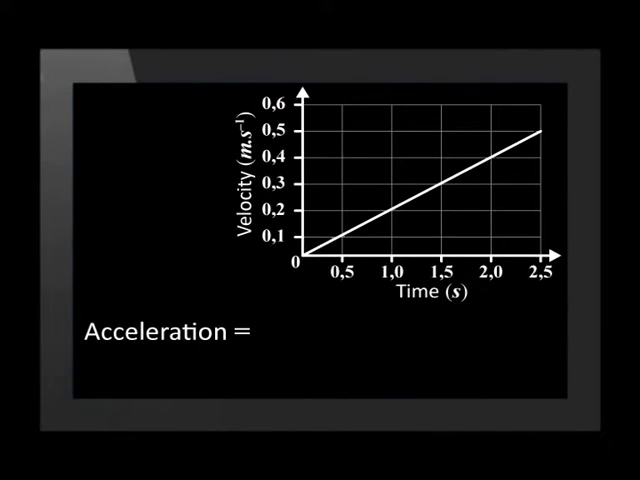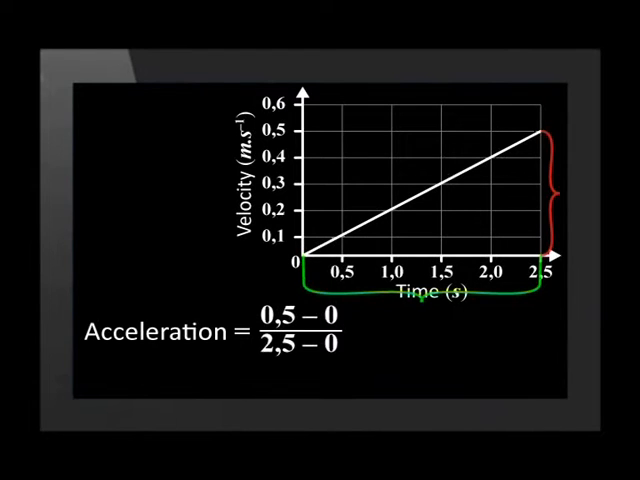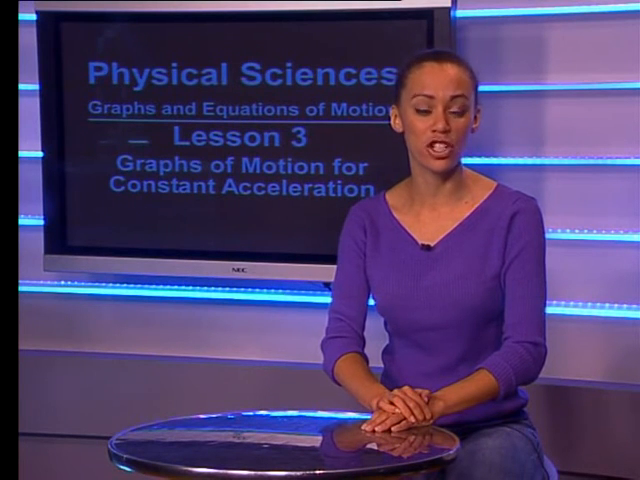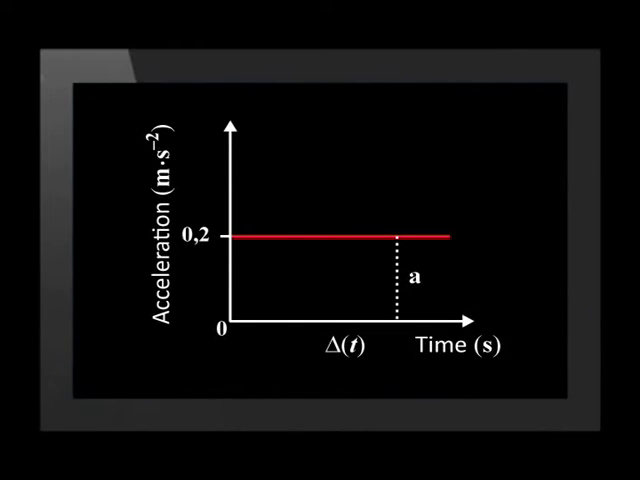Let's do this now. The total change in velocity is 0,5 meters per second, and the total change in time is 2,5 seconds. So, acceleration equals 0,5 divided by 2,5, which equals a constant acceleration of 0,2 meters per second squared. Let's now use this information to draw an acceleration versus time graph. Since the acceleration is constant at 0,2 meters per second squared, we get a horizontal line through 0,2 on the y-axis.